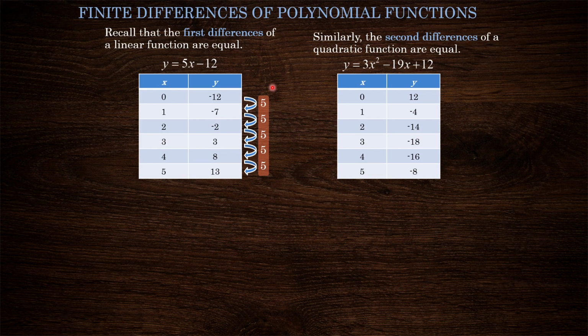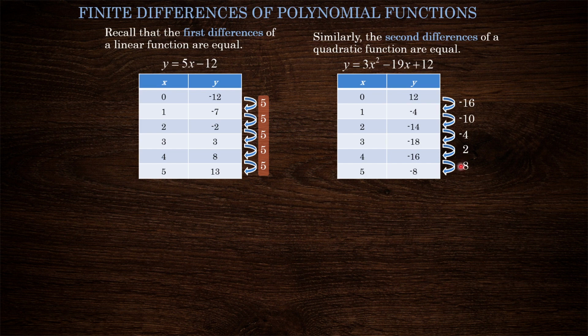Now what happens if we move on to a quadratic function? Well, here's an example of a quadratic function, y equals 3x squared minus 19x plus 12. Again, we have our table of values. X values are going up by 1, and let's take a look at what's happening to our y values here. From 12 to negative 4, that's a decrease of 16, so we'll write negative 16 for our first difference there. From negative 4 to negative 14, we have a decrease of 10. Negative 14 to negative 18, well, we went down 4 there. Negative 18 to negative 16, that's an increase of 2. And negative 16 to negative 8, that is an increase of 8.